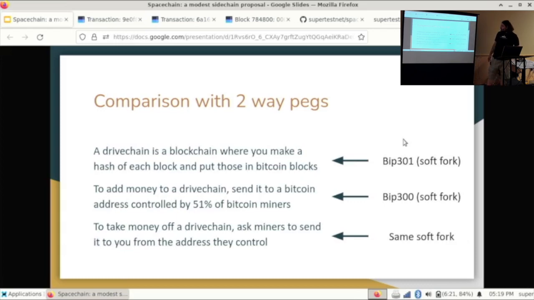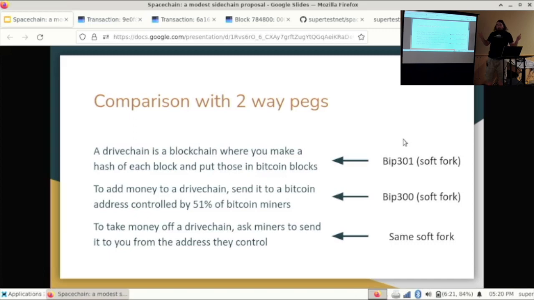Comparing them with another two-way peg model, this gentleman invented drivechains, which is a type of blockchain where, like with space chains, you take a hash of each block and you put the hash in a Bitcoin block. And then to add money to a drivechain, you send it to a Bitcoin address controlled by 51% of miners, which is a really complicated thing that he can explain. Well, actually, it's super simple, but he can explain it in his talk that he did earlier. So go watch that. And then to take money off a drivechain, you ask them to send it to you, and you prove that you are supposed to be allowed this money according to the rules of the sidechain. This model, the one he came up with, requires two soft forks, BIP301 and BIP300.